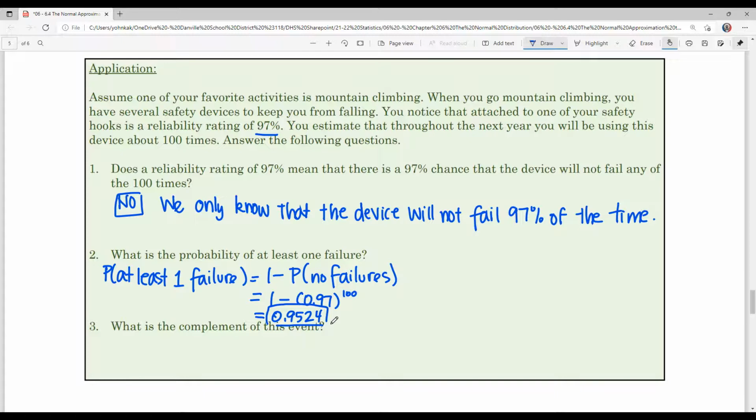Number 3, what is the complement of this event? The complement of at least one failure is no failures in 100 climbs. So the complement is no failures in 100 climbs. And that's what we used when we calculated number 2.